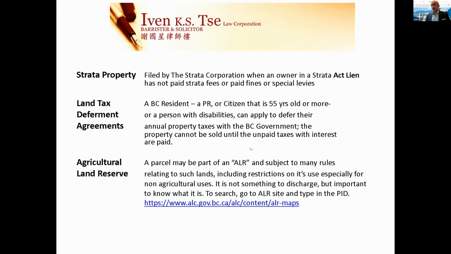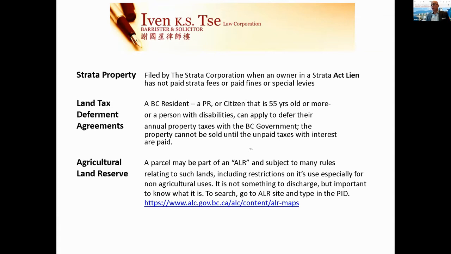Okay, so another thing, strata property liens. If the strata condominium is owed management fees or special levies that are not paid, they can slap a lien onto a title, and these are invariably financial. I haven't seen one where it requires something for the landowner to actually physically do something. It's usually a fine that's not been paid.